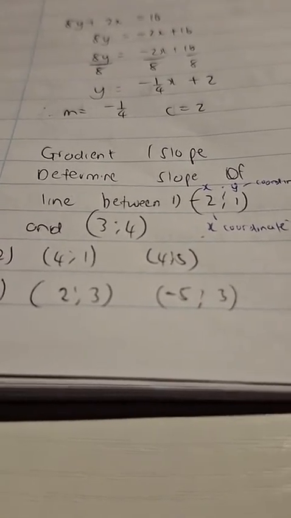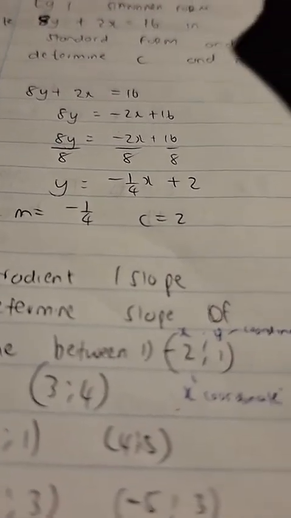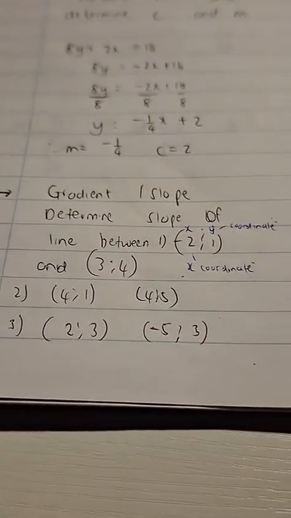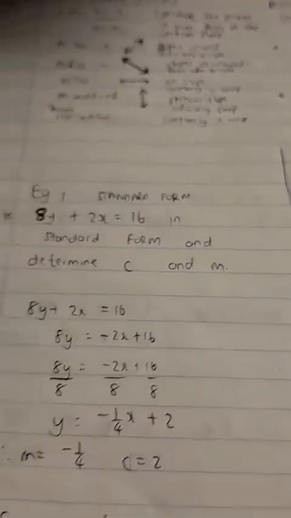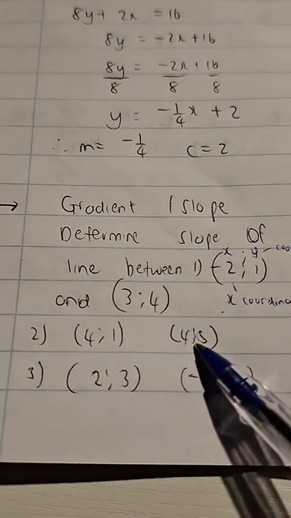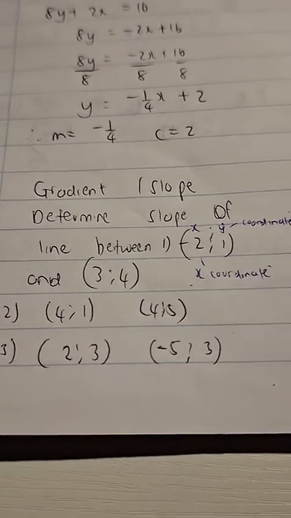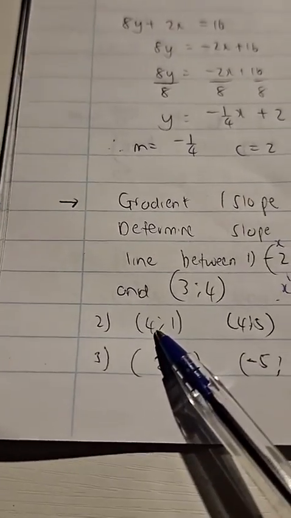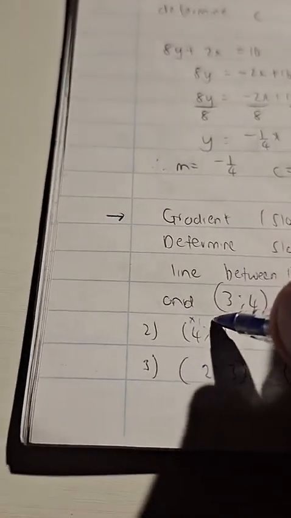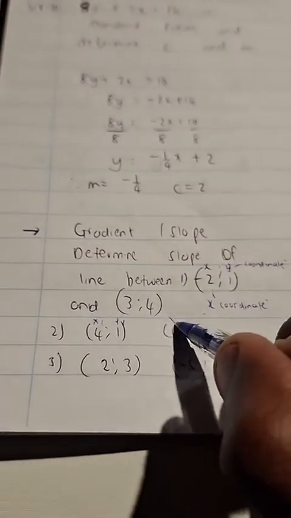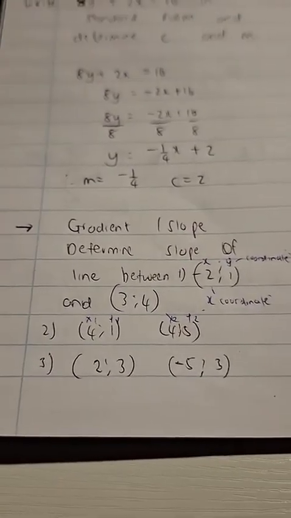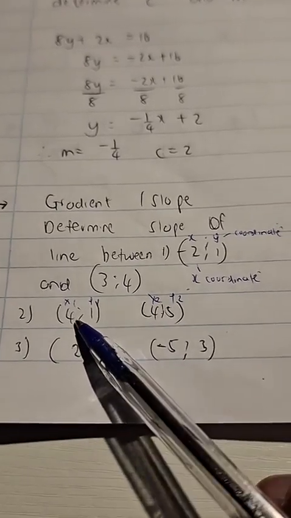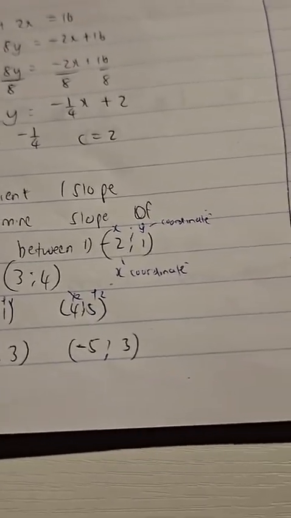So I hope the calculations are going down. You guys are doing the most there. Calculating the gradient of 4 and 1, 4 and 5. So once again, 4 and 1, 4 and 5, we must choose who's first, who's second, so that we can label. So if we say this is your first pair of coordinates, that means this is x1, y1. This is your second pair of coordinates, this means this is x2, y2. And already I'm sure you can see that x1 is 4, so is x2.